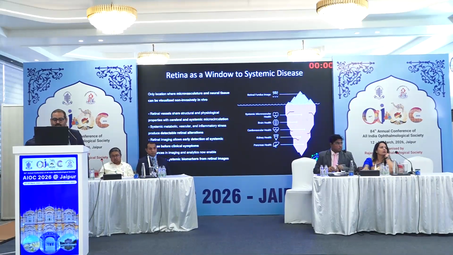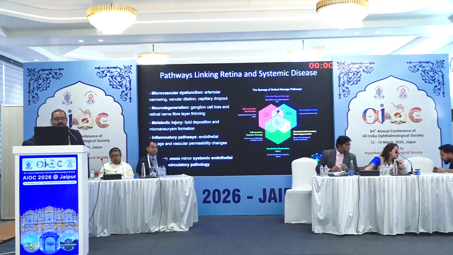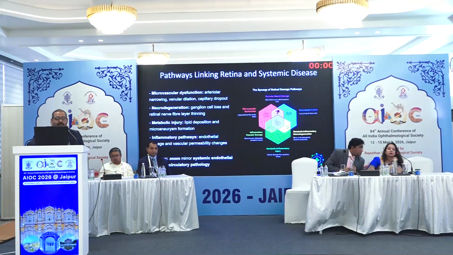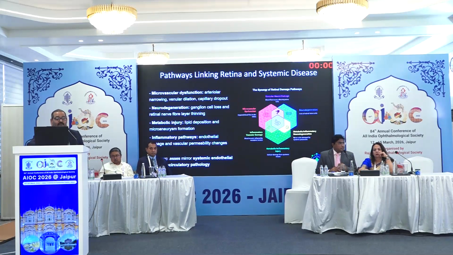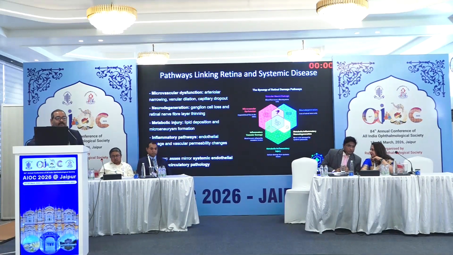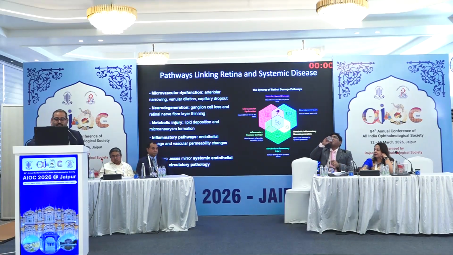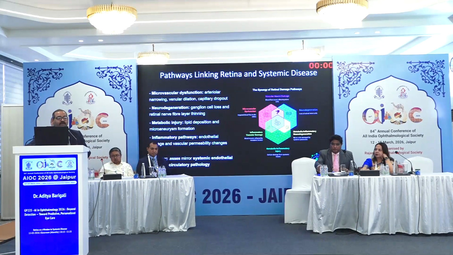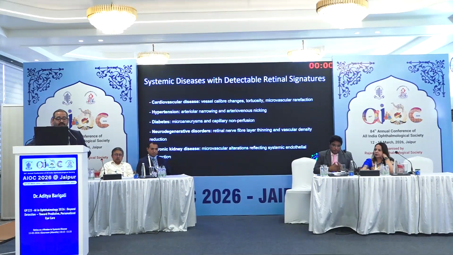I am not going to go into the details for want of time. The pathways that link the retina to systemic diseases are microvascular dysfunction, neurodegenerative changes, metabolic injury like lipid deposition, and inflammatory pathways, as we know commonly in vasculitis. So these processes mirror systemic endothelial and microcirculatory pathology.